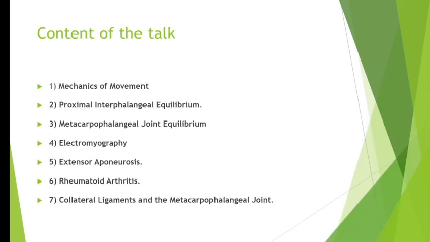The article talks about various contents under these headings: mechanics of movement, PIP equilibrium, MCP equilibrium, EMG, extensor aponeurosis, the basic pathology in rheumatoid arthritis, and also the collateral ligaments at the MCP joint.